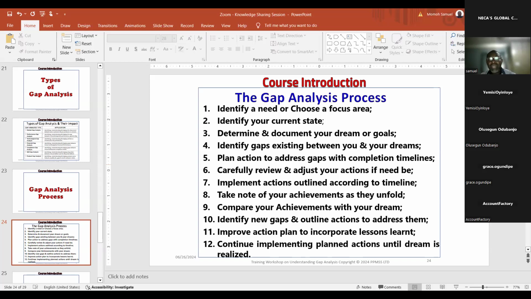So step 9, you now compare your achievements vis-a-vis your plan, your dream, your need that you identified in step 1. So you now compare the two. At the end of your comparison, you are likely to identify new gaps that you probably did not think of before. That means if you never thought of them, there are no plans to cover them. So in the course of implementing the plans you already have in place, you are likely to discover new ones. And then based on that, you will need to identify those new ones.